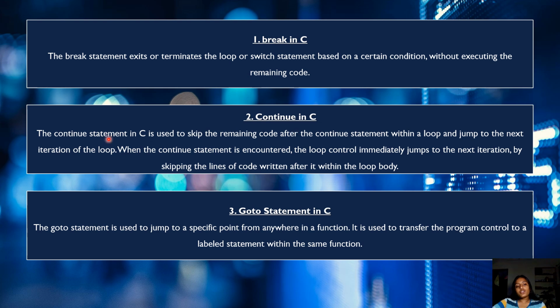Next we have the continue statement. The continue statement is used to skip the remaining code after the continue statement within a loop and jump to the next iteration of the loop. When the continue statement is encountered, loop control immediately jumps to the next iteration by skipping the lines of code written after it within the loop body.